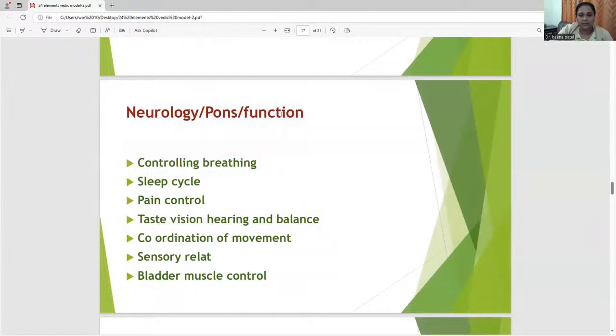The pons, the second area of the primitive brain, controls breathing. The breathing cycle is usually controlled by this area. Sleep-wake cycle again. Pain control, taste, vision, hearing, and balance. The basic balance system is controlled by this part of the brain. Coordination of movement, sensory, bladder muscle control. The bladder is also primarily controlled by this area of the brain.